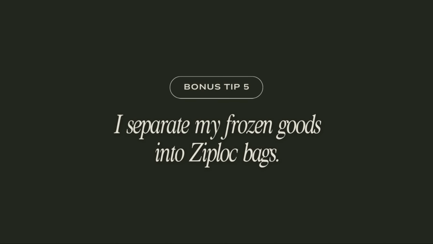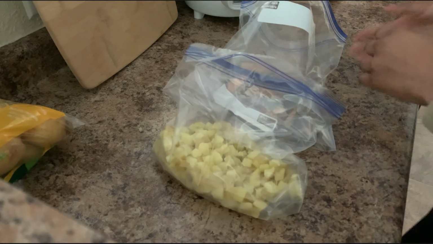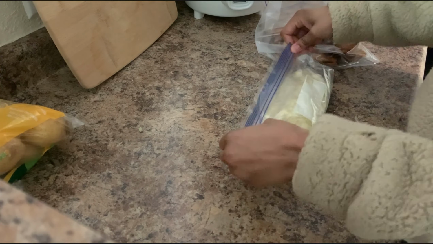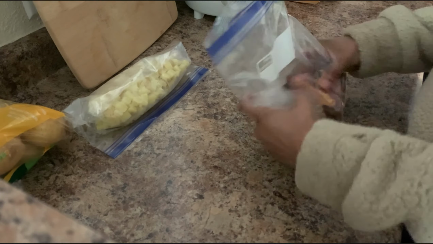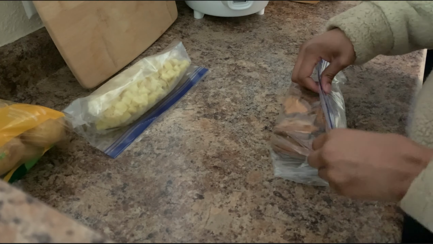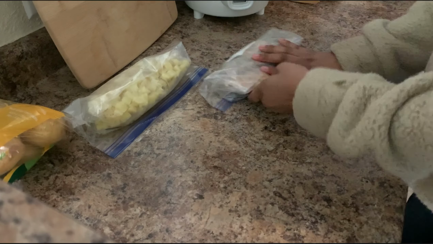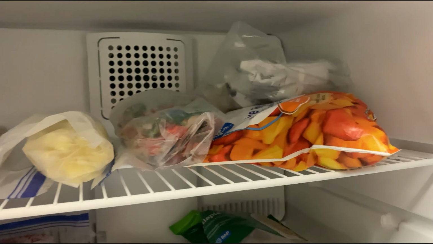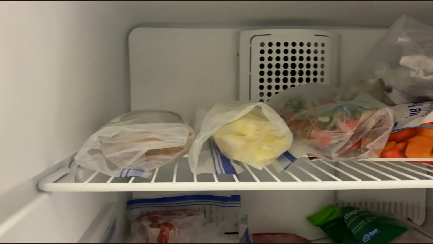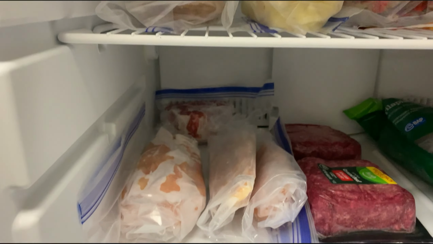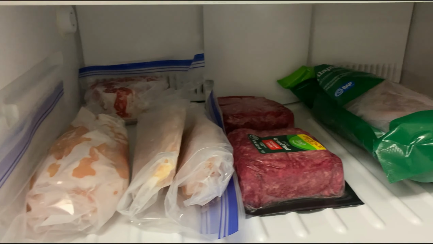Tip 5. I separate my frozen goods into Ziploc bags. Since I live alone, I like to portion out the meats and vegetables based on how much I eat at once. This makes it easier for me to grab and go when I'm ready to cook it later, and makes it easier to thaw out because it's not grouped up, which reduces the amount of food that gets spoiled from thawing out too much food, refreezing it, and then it gets frostbite or something.